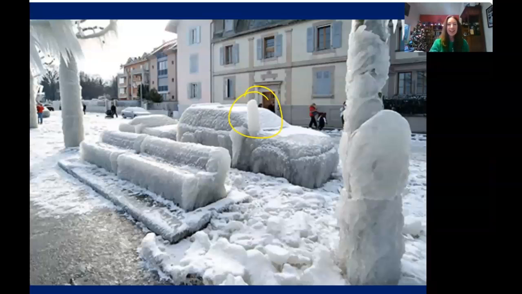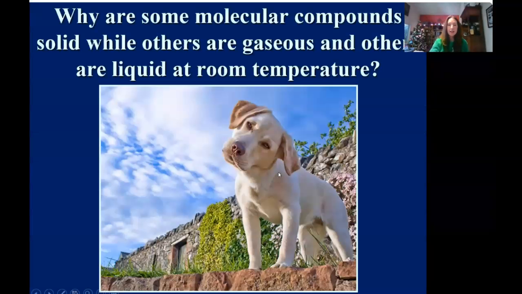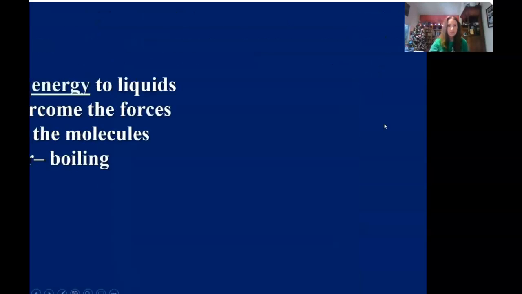Okay, so anyway, how do we explain this? Why is water a liquid? Why are some things gases at room temperature? Why is oxygen a gas? Why is nitrogen a gas? That's what we're going to try and figure out now.